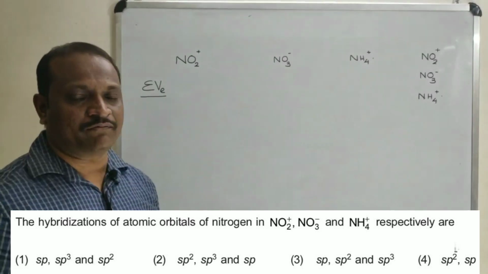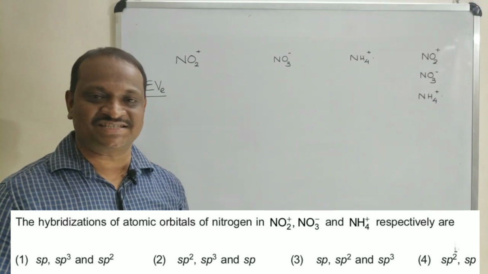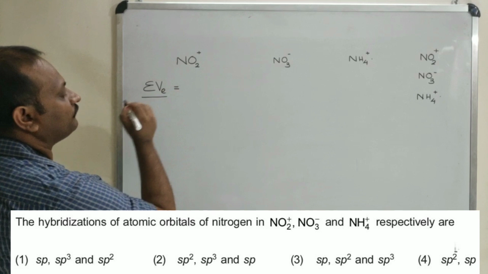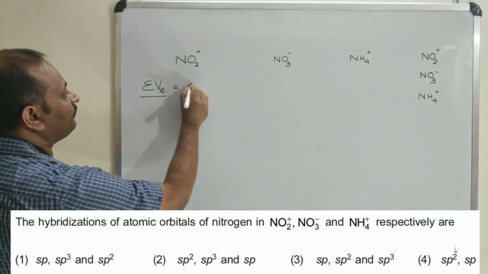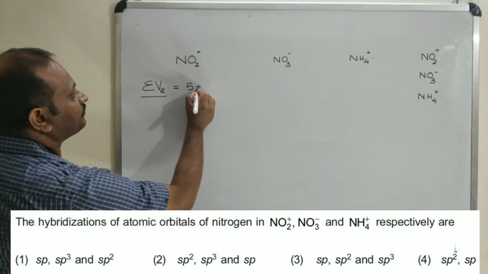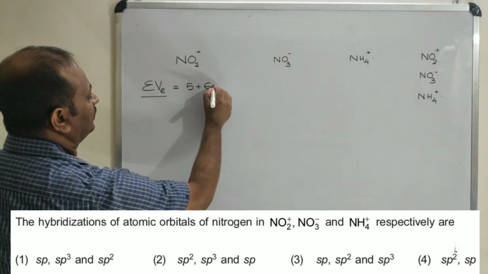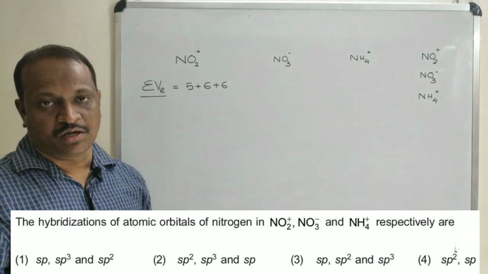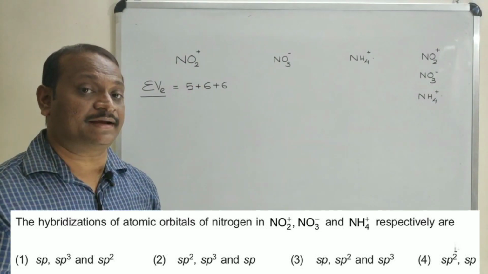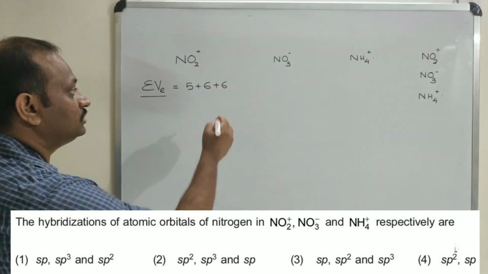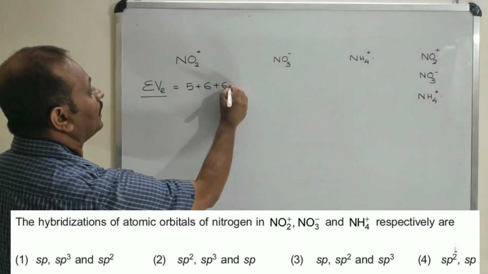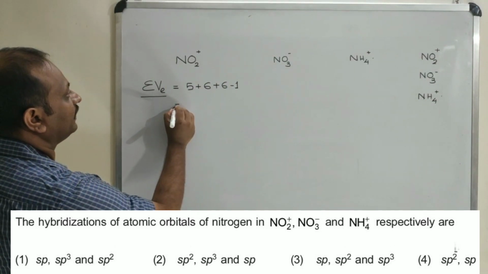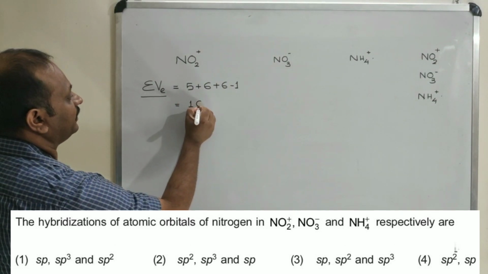And in oxygen, how many valence electrons are there? We have 6 valence electrons. So I can write sigma of valence electron equals 5 plus 6 plus 6. But there is a positive charge. Positive charge means we have taken an electron out, so we need to subtract 1. So what do you get? Ultimately this will be equal to 16.